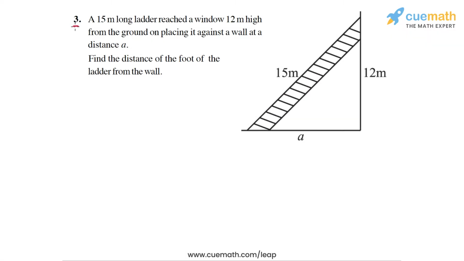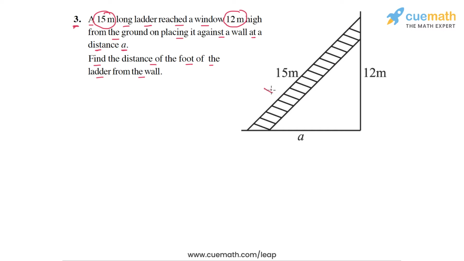In question 3 of this exercise, the problem statement says a 15 meters long ladder reached a window 12 meters high from the ground on placing it against a wall at a distance A. We have to find the distance of the foot of the ladder from the wall. So I want you to observe this figure carefully and let me talk about the various aspects of this figure.